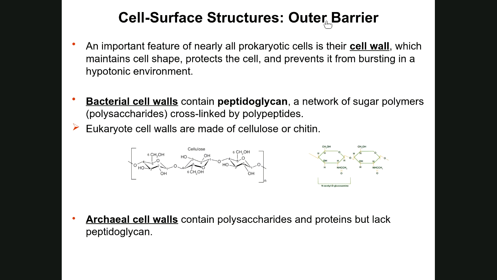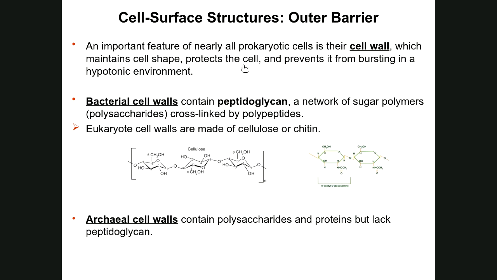Very different from what you see from eukaryotic organisms, where it's either just the plasma membrane, or you may find a cell wall around it, but the compounds that make it up are different. So if you look here, an important feature of nearly all prokaryotic cells is a cell wall. Okay, now that cell wall has 3 functions. The 3 you can actually place under the first one. Cell wall helps the prokaryotic cell maintain its shape.